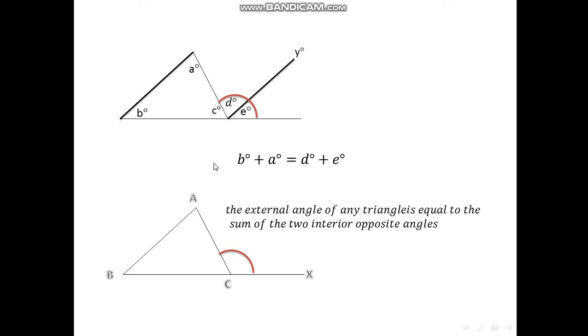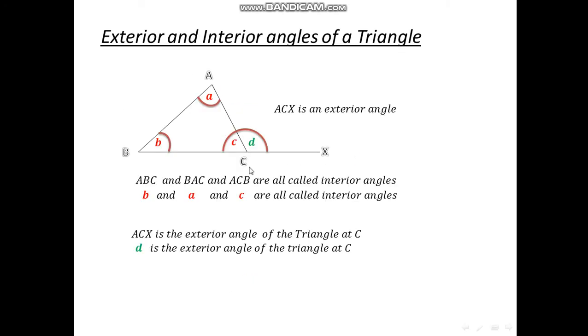So this is a new way to solve the question. It's very easy. You can say immediately this is the new rule: B plus A equals D plus E, or you can put only the green D here, because the green D is equal to the red B plus the red A, the opposite angles to the external angle D. And the angle D is an external angle for the triangle at point C. So the angle C is not concerned, because it's adjacent. We are speaking about the opposite angles.